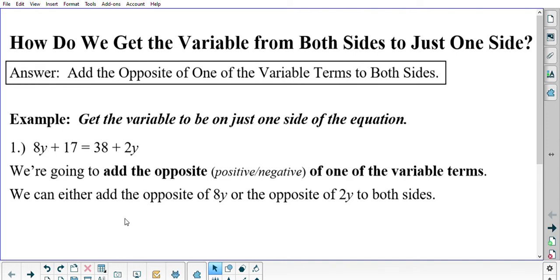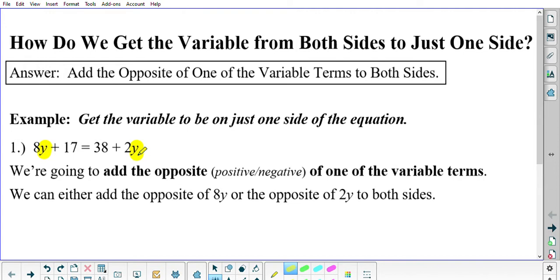Hello, pre-algebra students. Today we're going to be looking at the guided notes called How Do We Get the Variable from Both Sides to Just One Side? What this is going to be all about is algebraic equations where the variable is on both sides of the equation, both sides of the equal sign. And so that makes these problems very interesting.